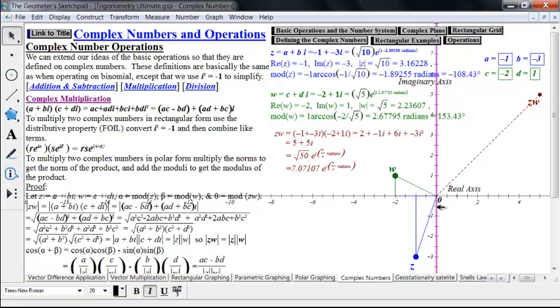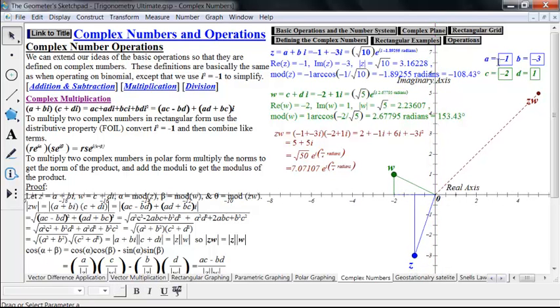So again, using our example here where we can change a and b and c and d, we have z, which is right now -1, -3, and w, which is -2, 1. Let's look at the product, which is zw, which is this point out here. If we multiply this together, let's check it out. So it's -1 plus -3i times -2 plus 1i.